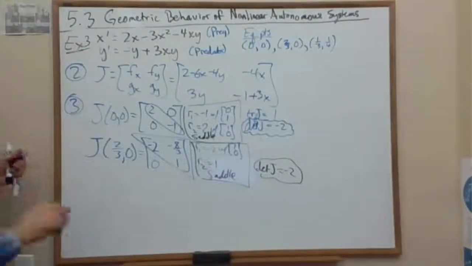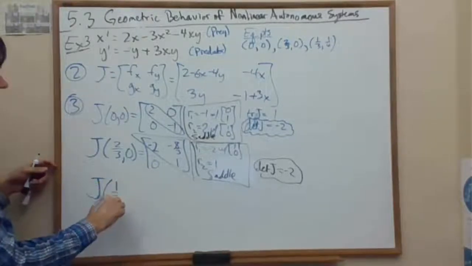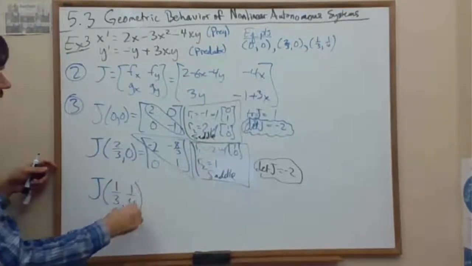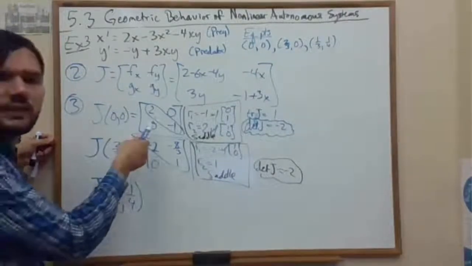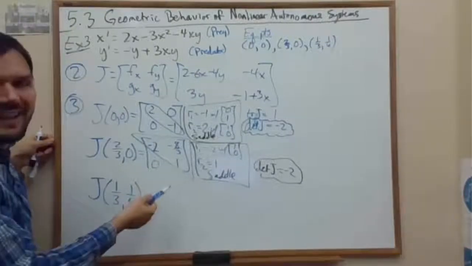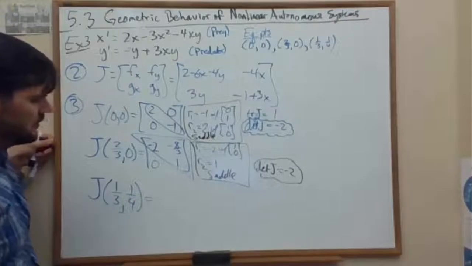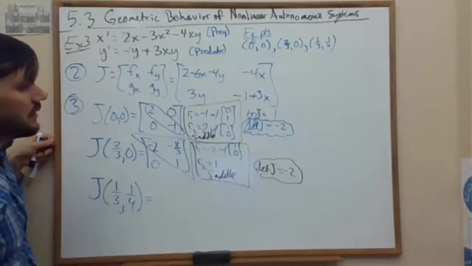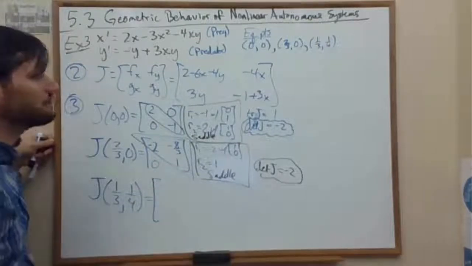Then our last Jacobian is at 1/3 for x and 1/4 for y. And you'll notice a lot of these problems will start with very simple matrices, diagonal perhaps, then go slightly more complicated, maybe triangular. And then we just go full throttle and end up with a fairly complicated matrix out of it. So let's go a little slower this time.